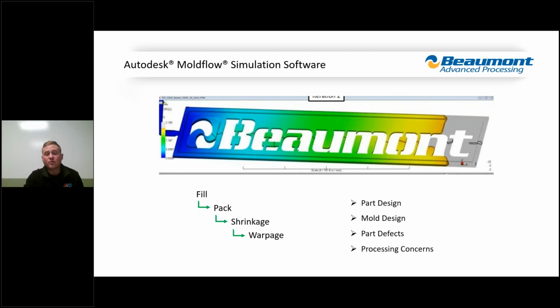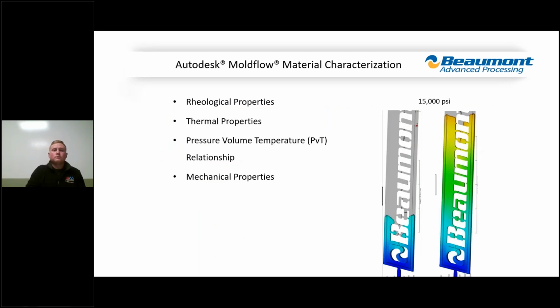In this case, we're going to focus on 3 polypropylenes as we discuss material characterization. 3 polypropylenes that range from a fractional melt, so a very high viscosity polypropylene, up to a very high flow or very low viscosity polypropylene, and 1 material that's in between the 2. So on the material characterization side of things from Moldflow, we test several different lab tests of the material properties to try to understand and input into the software how this material is going to behave. So we look at rheological properties, thermal properties, PVT or pressure volume temperature relationships, and mechanical properties.